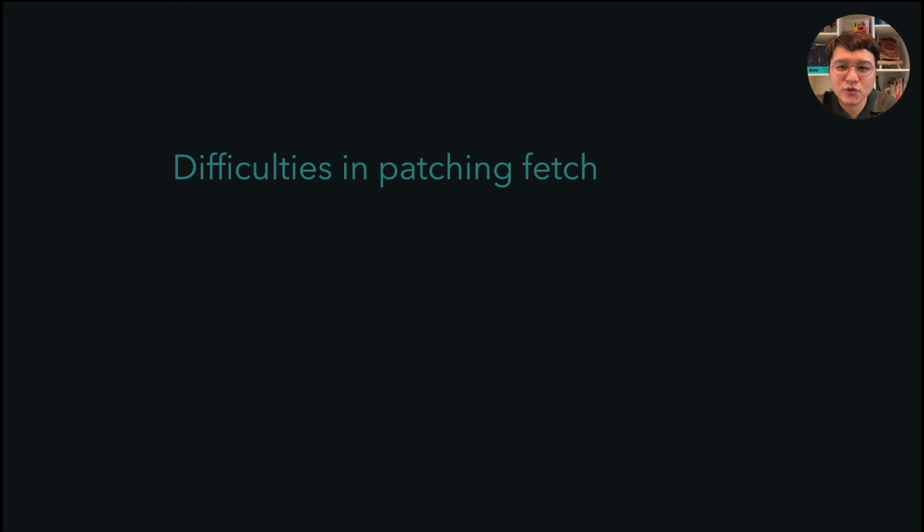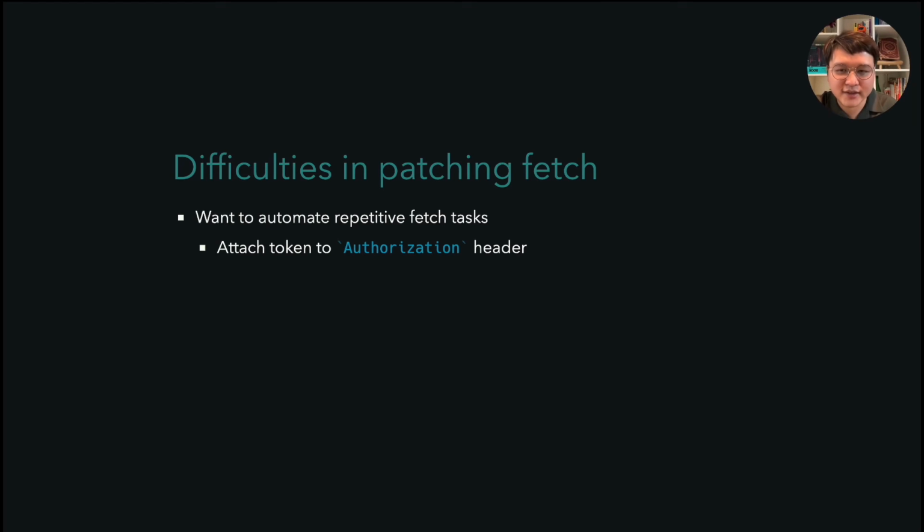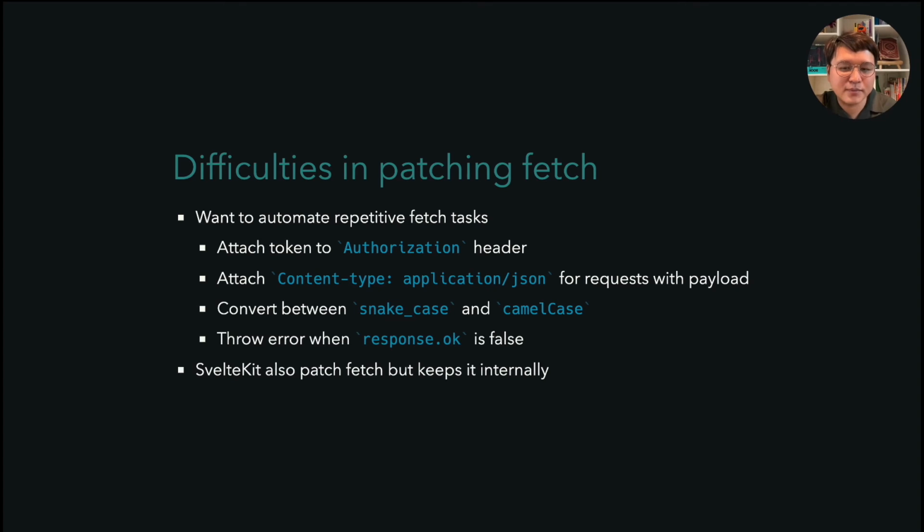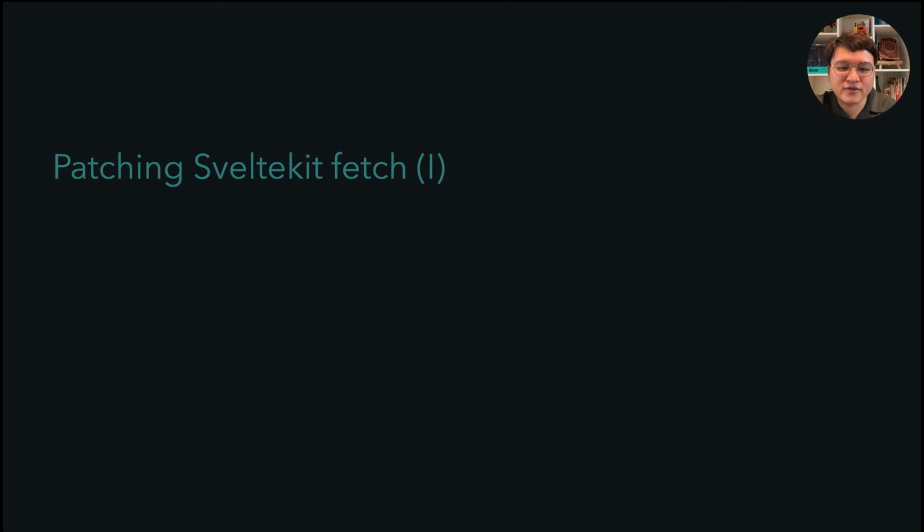Another issue we had is when we want to patch fetch. We want to automate repetitive tasks that we do with fetch, like attaching the token to the authorization header, attaching the content type if it's necessary, converting between the API convention snake case and JavaScript camel case, and throwing errors automatically when the response is not successful. SvelteKit also patches fetch, but it only keeps the reference internally, and it only provides it to us in load functions. So in order for us to be able to patch fetch, we need to do it before SvelteKit has the chance to patch fetch the first time.